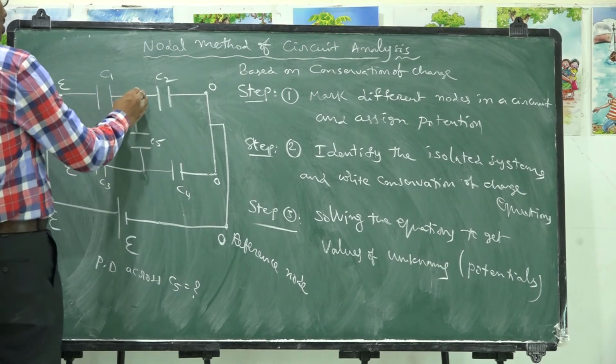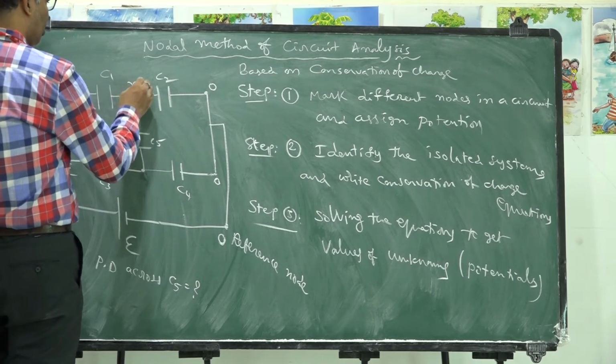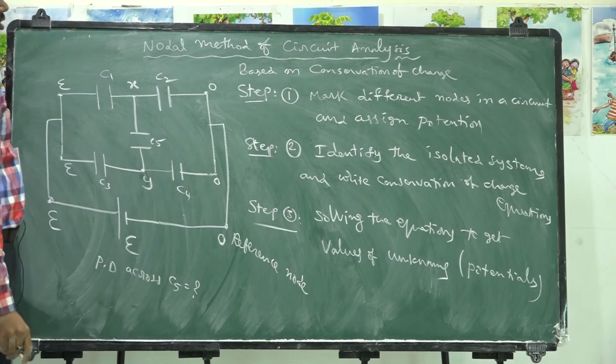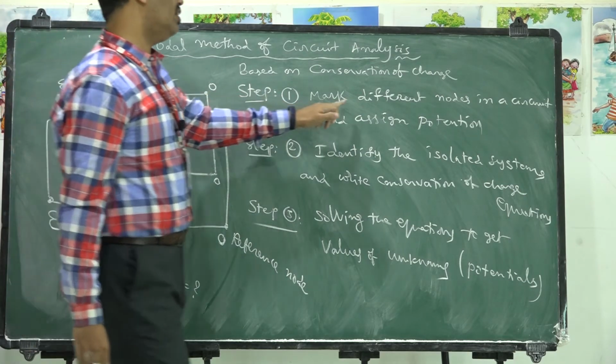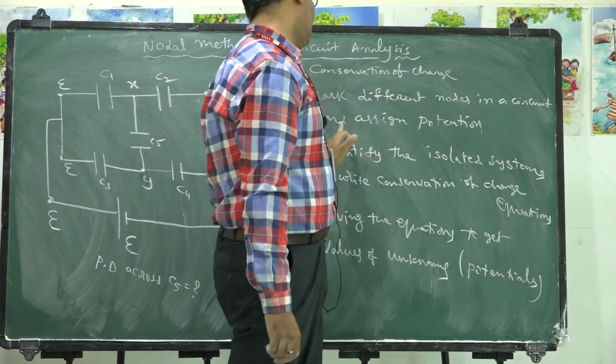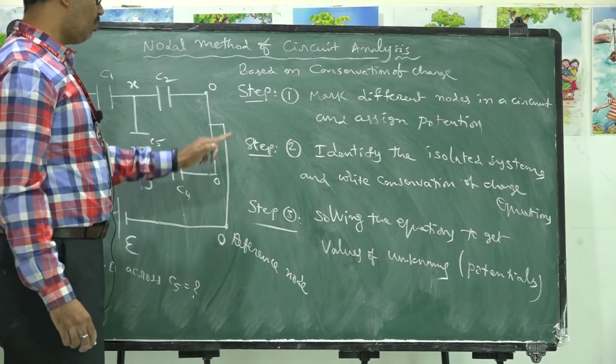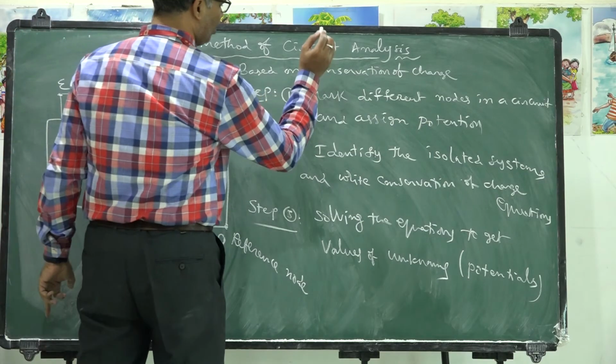We don't know about these 2 points. Let me take the potential at this point as X, potential at this point as Y. So what is the first step? Mark different nodes in a circuit and assign potentials. I marked different nodes and I assigned potentials. So first step is completed.